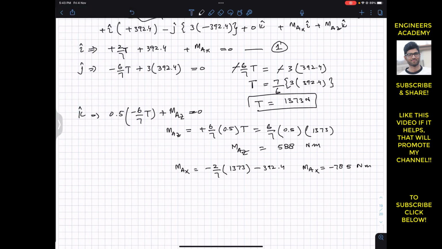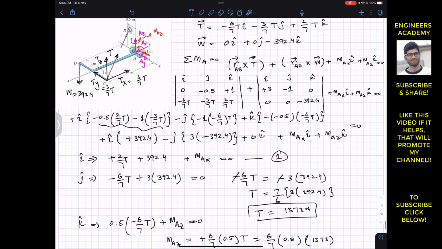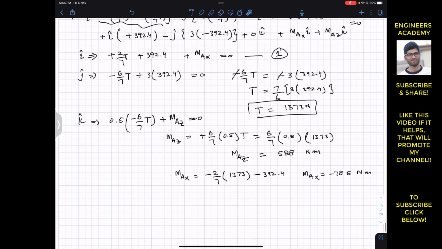The negative sign tells us that we have assumed the reaction moment at A about the x-axis in the counterclockwise direction, but it is acting in the clockwise direction. If we curl our right hand fingers in the clockwise direction, our thumb will point in the negative x. That is why we have that minus sign. So max is the moment reaction at A in the clockwise direction. The minus sign tells us that it is in the opposite direction of the initial assumed direction.